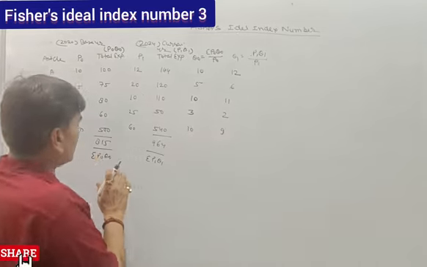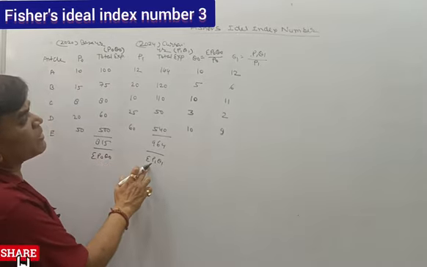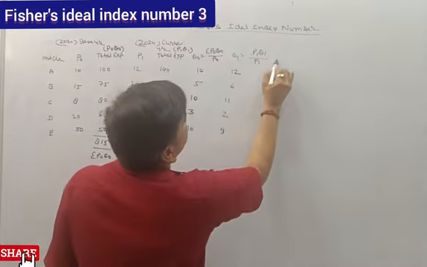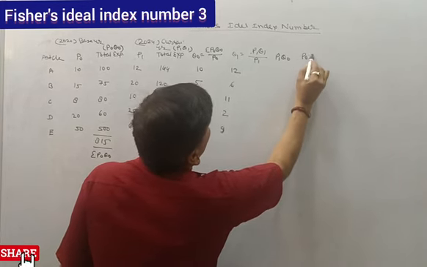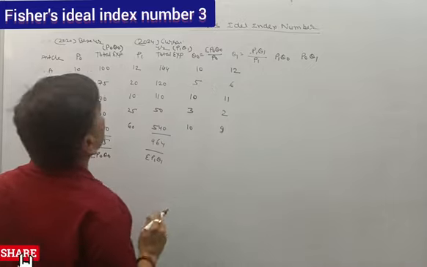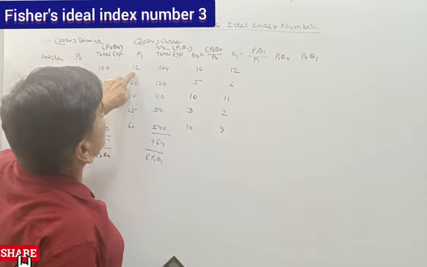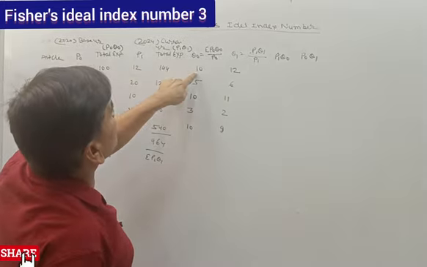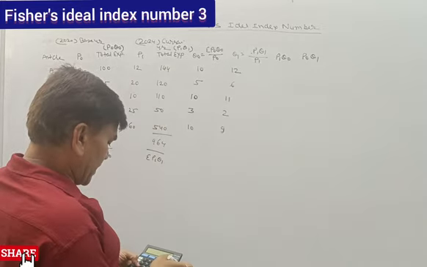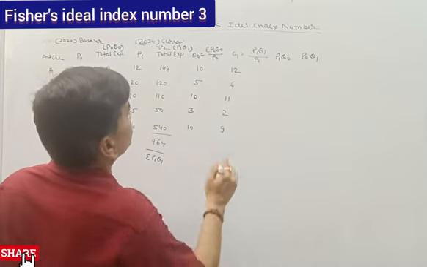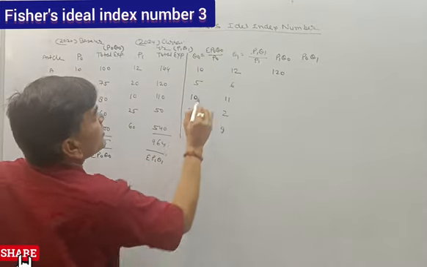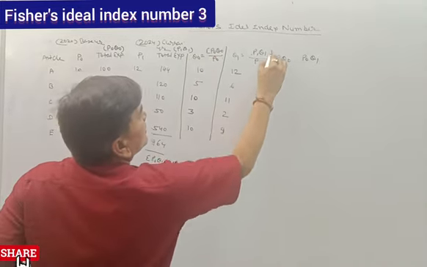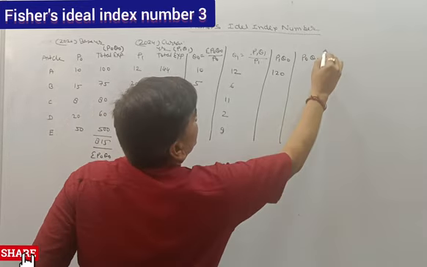So now we have the value of P0 Q0 and P1 Q1. Now we require P1 Q0 and P0 Q1. For P1 Q0, this is P1, this is Q0. So to calculate P1 Q0, 12 multiplied by 10, that is 120. You should pay attention to how to calculate this. It's very important.